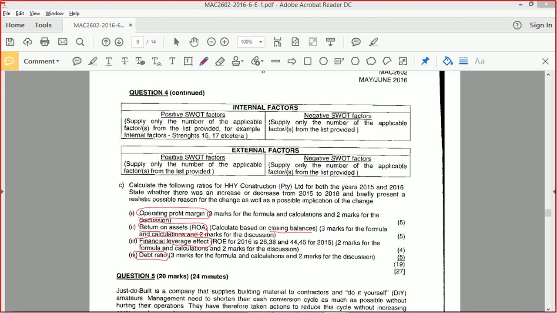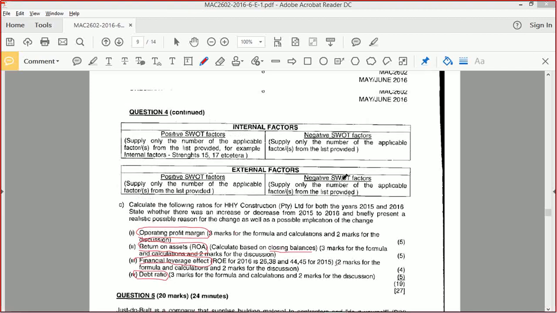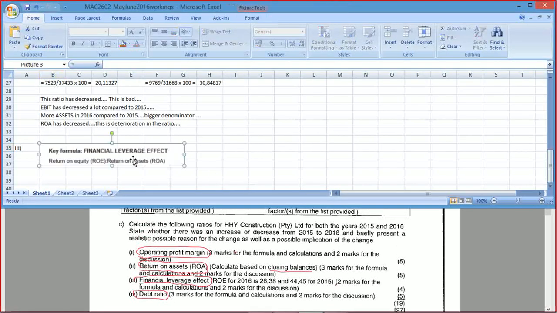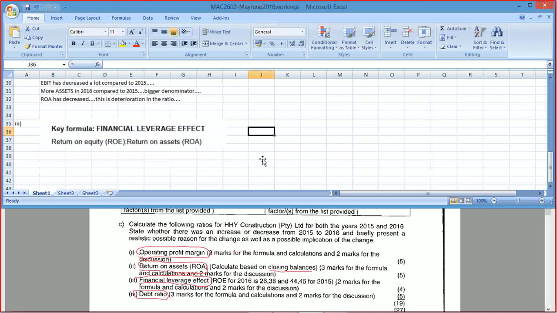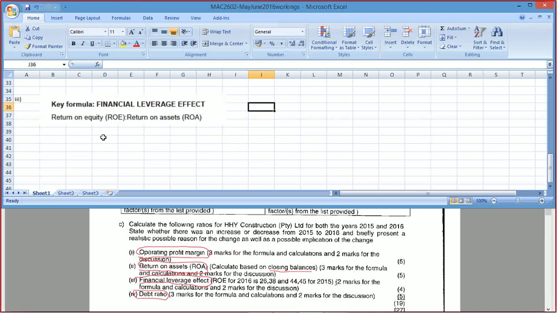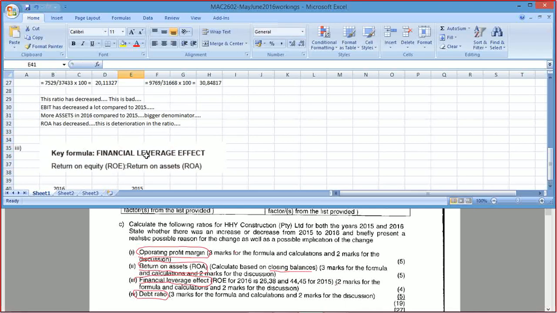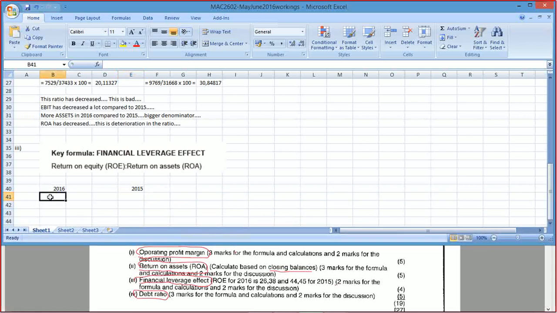Financial leverage effect is ROE to ROA. That's the formula. This is what we need to write down in our answer sheet. Financial leverage is ROE to ROA. Do I have my return on assets? Yes, I do. Return on assets came from question 2, right? Yes, sir. So all we have to do is take our answers from question 2 and insert them in question 3. In 2016, ROE was 26.38, and that would be to 20.11.